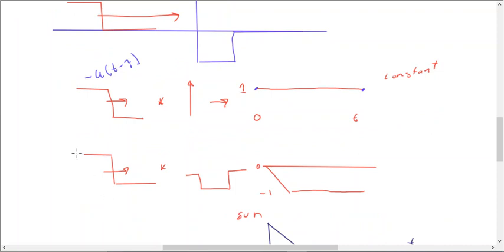Now I'm going to do this step with the rectangle, which was what we had done before, the reverse step with a positive rectangle. And we got this.